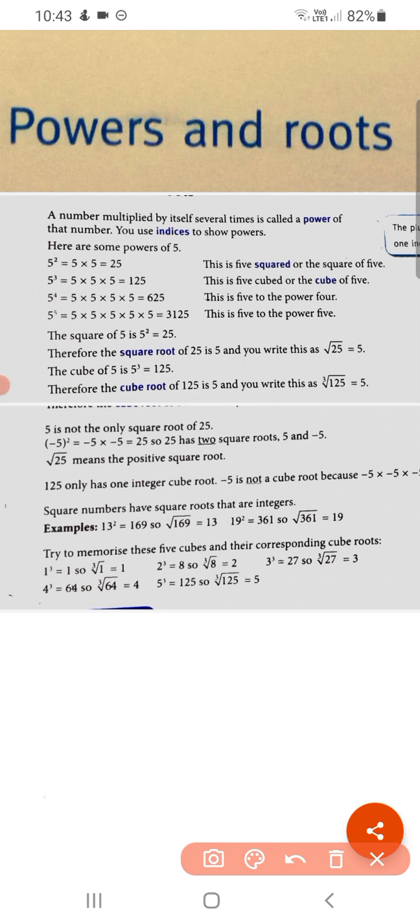Next, children, how are the powers and the roots related? Roots means the square root, cube root, etc. They are related to the powers. Let me explain this, children.